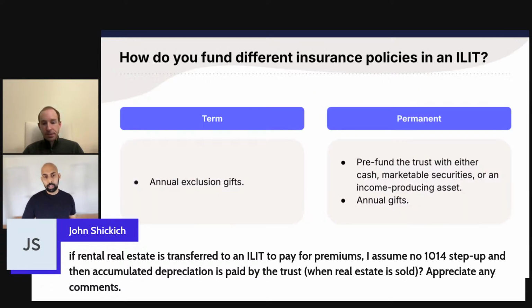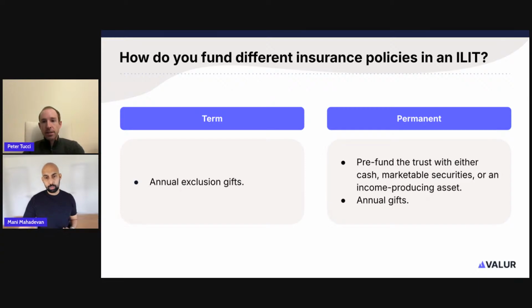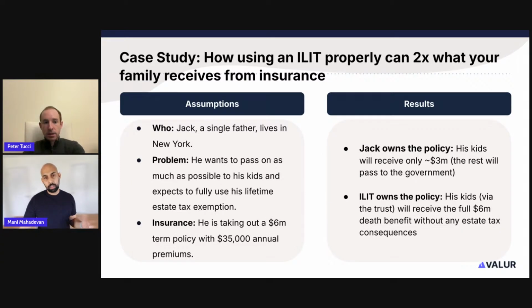Let's get into a case study as to what is the benefit of properly using an ILIT that we've called out here. So take the scenario of Jack, a single father who lives in New York. He wants to pass on as much as possible to his kids and expects to fully use up his lifetime gift exemption with other assets and other gifts to his kids and grandchildren. So he's taking out a $6 million term life policy with about $35,000 of annual premiums.